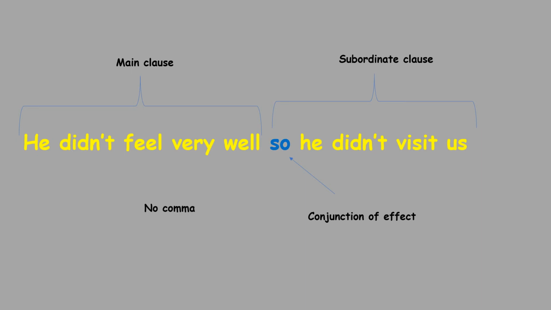Let's focus on the effect. Let's take another example. He didn't feel very well, so he didn't visit us. Again, the same structure. He didn't feel very well is the main clause. This clause stands alone. It makes sense alone. So he didn't visit us is the subordinate clause that begins with the conjunction so. And so here is the conjunction of effect. And remember, when you have the conjunction in the middle, you have no comma to separate the clauses.